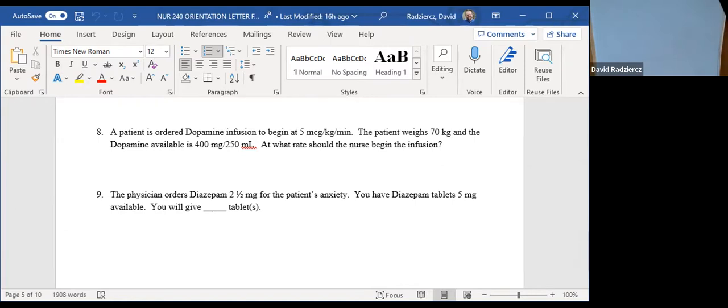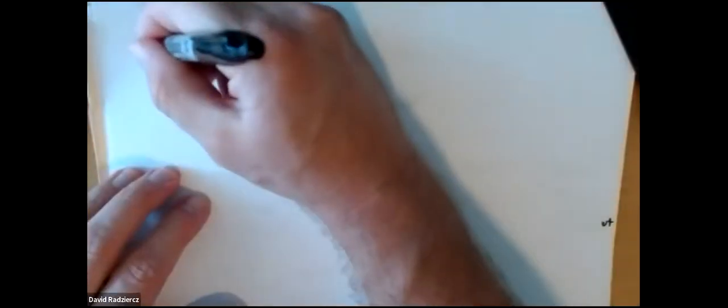So what I'm going to do is write down a couple of the pieces of information that I need. Patient weighs 70 kilograms.